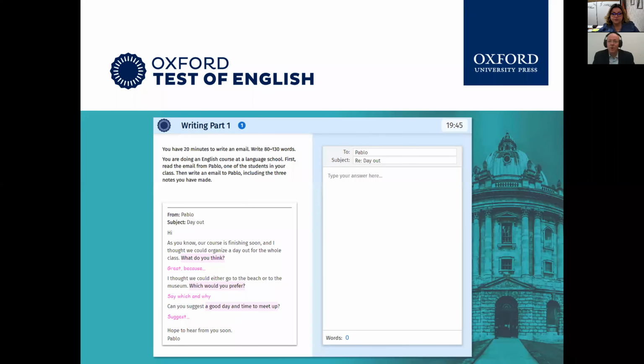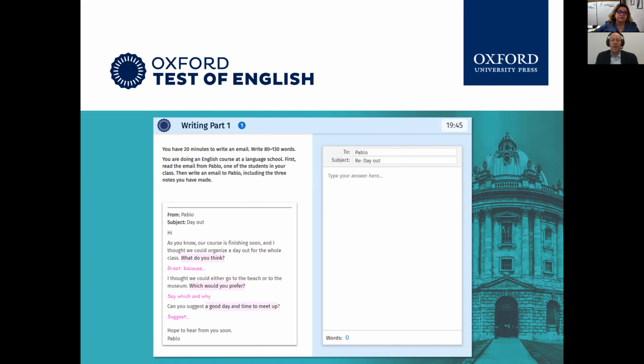So here we have on the screen, on the left, the instructions and an email that we have to respond to. And on the right, we have the email that we're going to write. So let's take a look at the instructions. Now, in the real exam, each one of you will have a different question. So you can't copy. Okay, sorry. And you'll have to answer the email that you get. Everybody gets a different email. Let's take a look at the instructions.